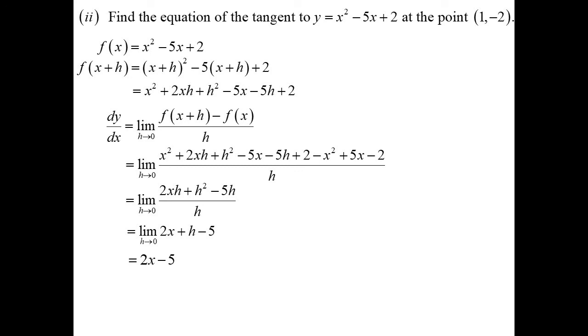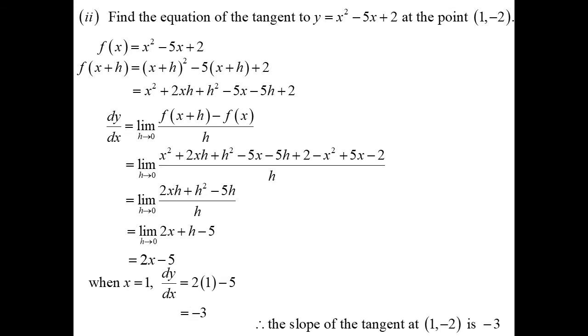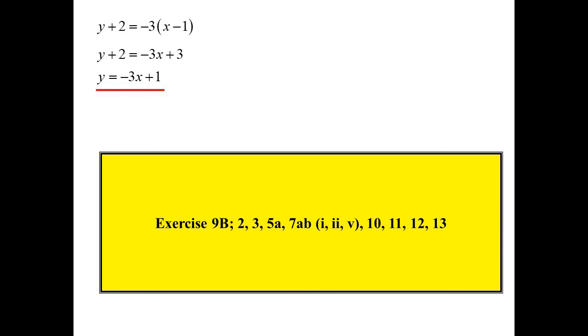So we actually have a formula here of 2x minus 5. Now remember, that's not the slope of the tangent. That's the formula that will allow us to find the slope of the tangent. Sub in the point, it actually turns out to be negative 3 for this one. So negative 3. Point slope formula, and there it is, y equals minus 3x plus 1. Right.